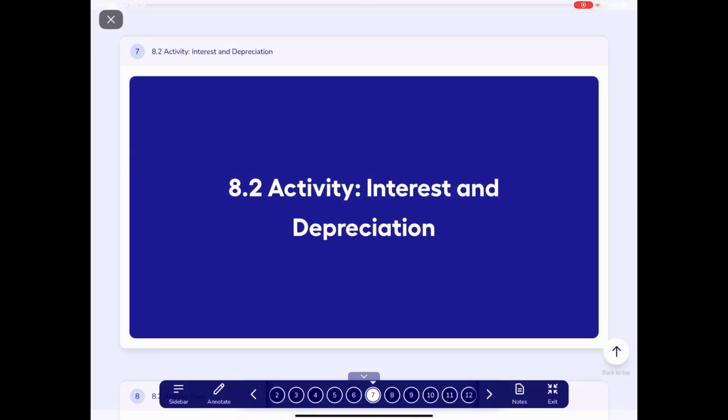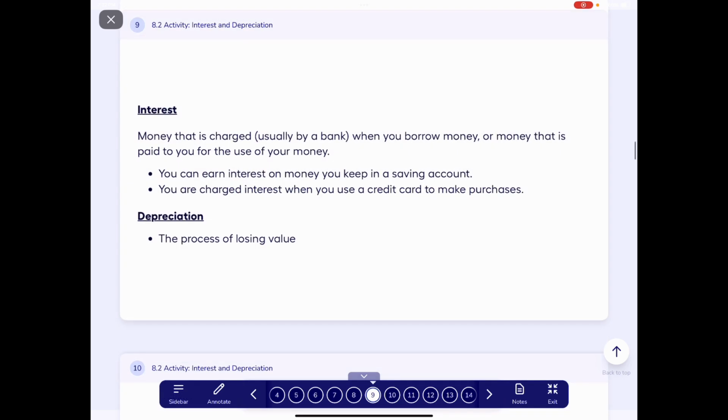Activity 8.2, interest and depreciation. Interest is money that is charged when you borrow money, or money that is paid to you for the use of your money. You can earn interest on money you keep in a savings account, and you can also be charged interest when you use a credit card to make purchases. Depreciation is the process of losing value.